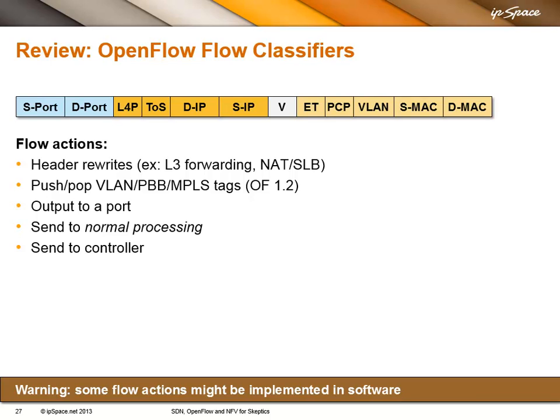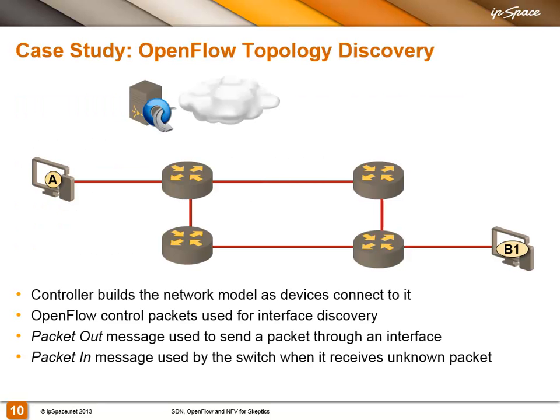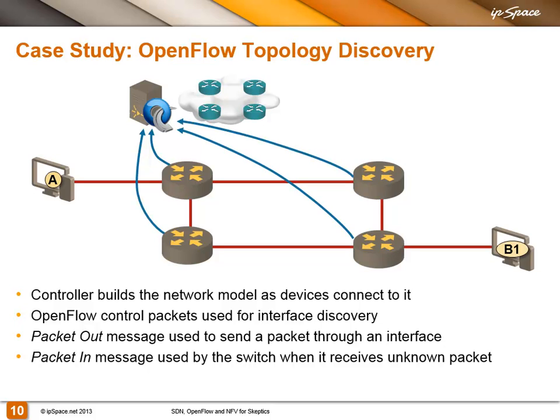For example, I'll implement packet filters, and whatever I match with the packet filters, I'll just drop into normal processing. And if you don't know what to do with a packet, the switch can always send the packet to the controller. This is, for example, how you implement topology discovery in OpenFlow. As the devices connect, the controller starts building the network topology model. Initially, it knows that devices are there, but it has no idea how they are connected.